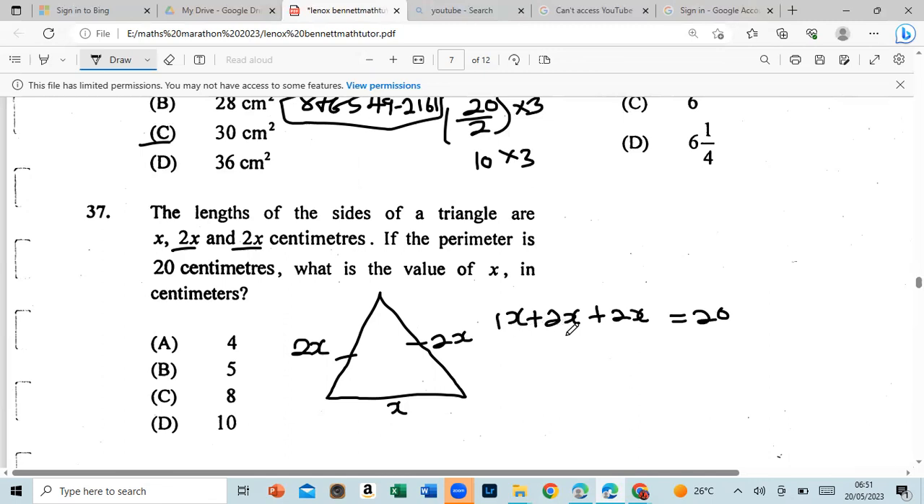So 1 and 2, 3, and that's 5x equal to 20. And then we divide by 5. So all we have to do now is just divide by 5 to solve for x. And then now x is equal to 4.